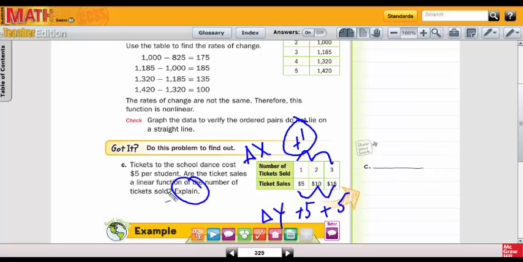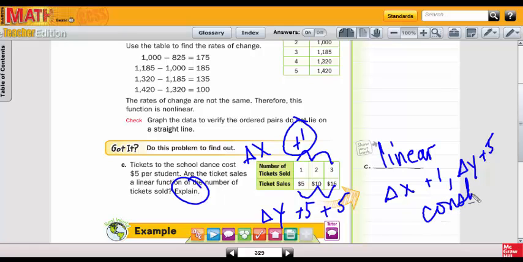So they ask us to explain. First of all, we would say yes, it is linear. And secondly, we would say that the change in x is plus 1, and the change in y is plus 5. Those changes are constant. So we have a linear function.